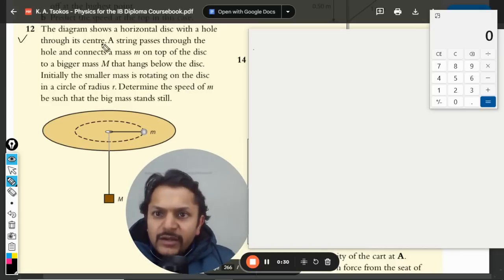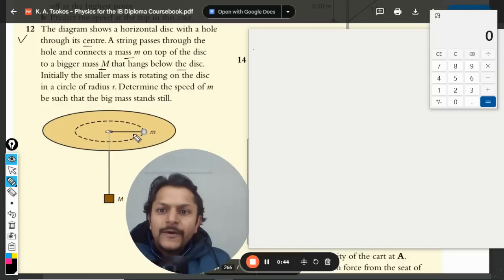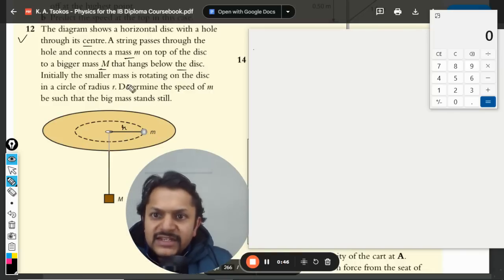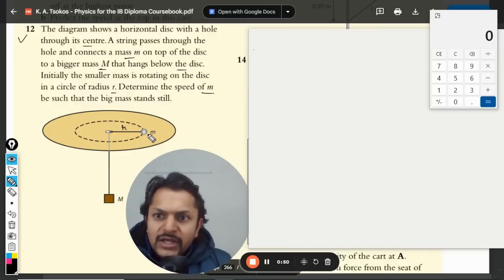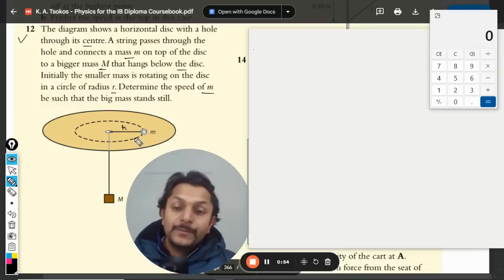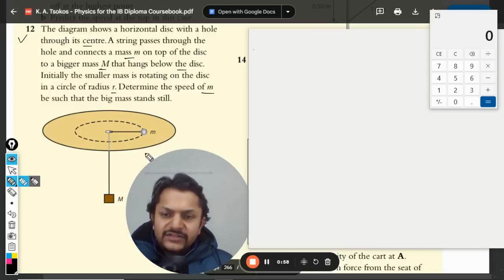The diagram shows a horizontal disc with a hole through its center. A string passes through the hole and connects a mass m on the top of the disc to a bigger mass capital M that hangs below the disc. Initially, the smaller mass is rotating on the disc and the radius is given as small r. Determine the speed of mass m such that the big mass stands still. Now, we are considering this scenario.